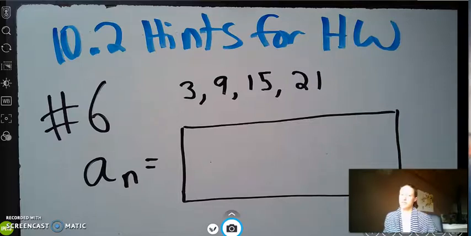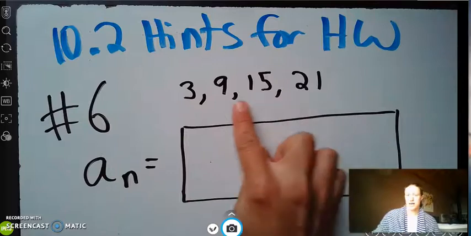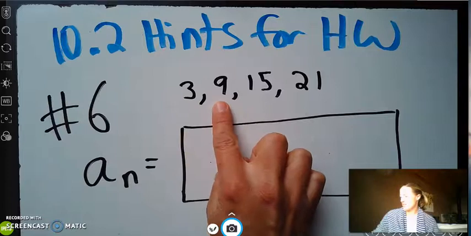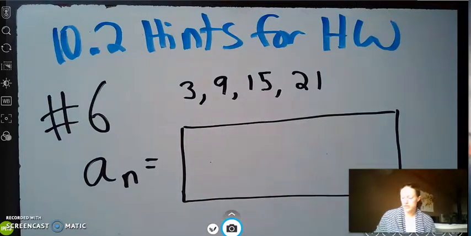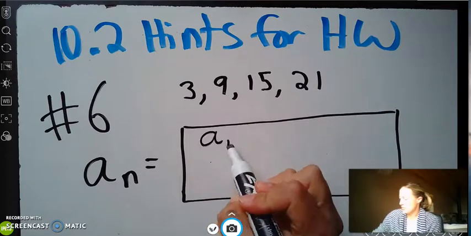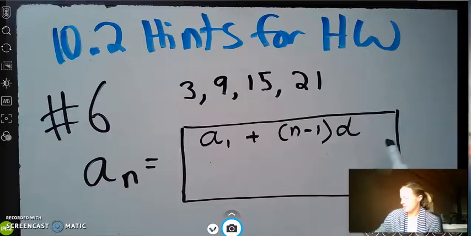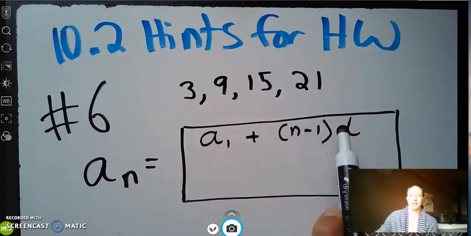The first one's on number 6. It's asking for a formula for this sequence of numbers, and every time it's going up by 6. So we have a couple of choices here. We can use the explicit formula for arithmetic sequences, a sub 1 plus n minus 1 times d, which is the common difference. And our common difference here is 6. They have a difference of 6 every time, and it's going up by 6, so our d is positive 6.